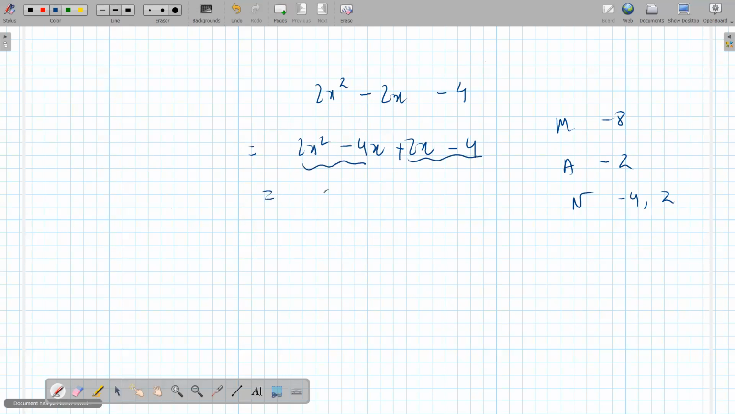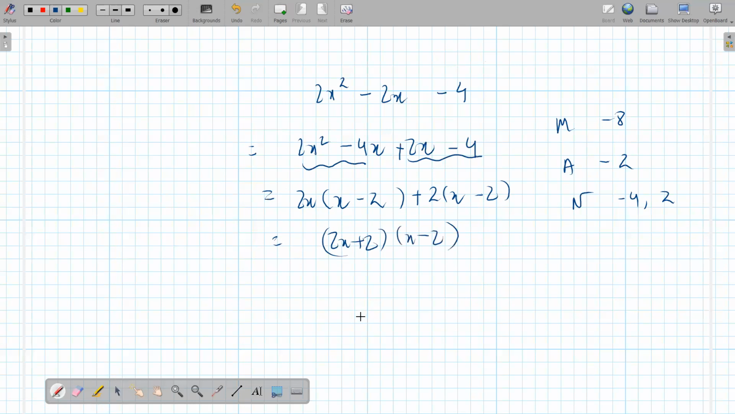So here, what can we pull out? 2x. And then what are you left with? x minus 2. In the next bracket, what can we pull out? 2. You're again left with x minus 2. Therefore, in factored form, that's going to be (2x + 2)(x - 2). So not much change, is there?